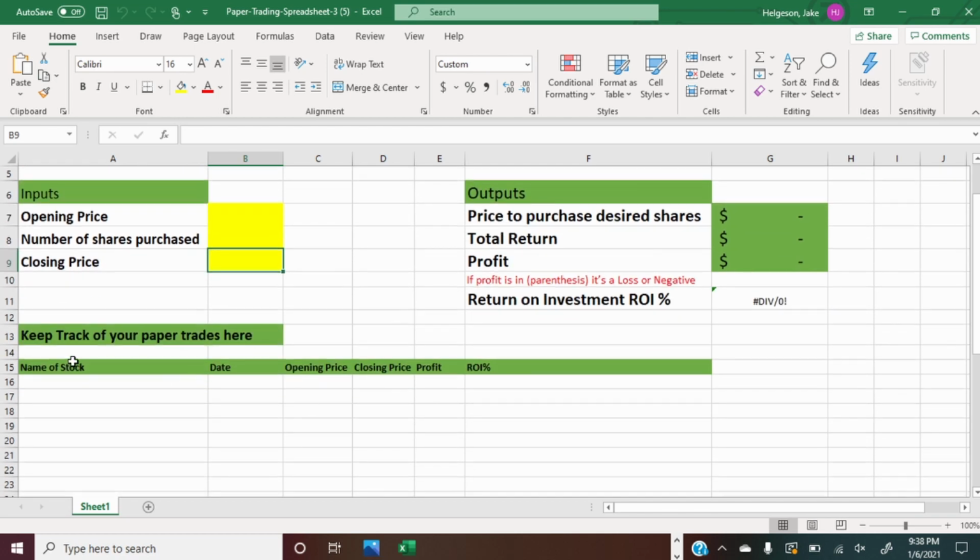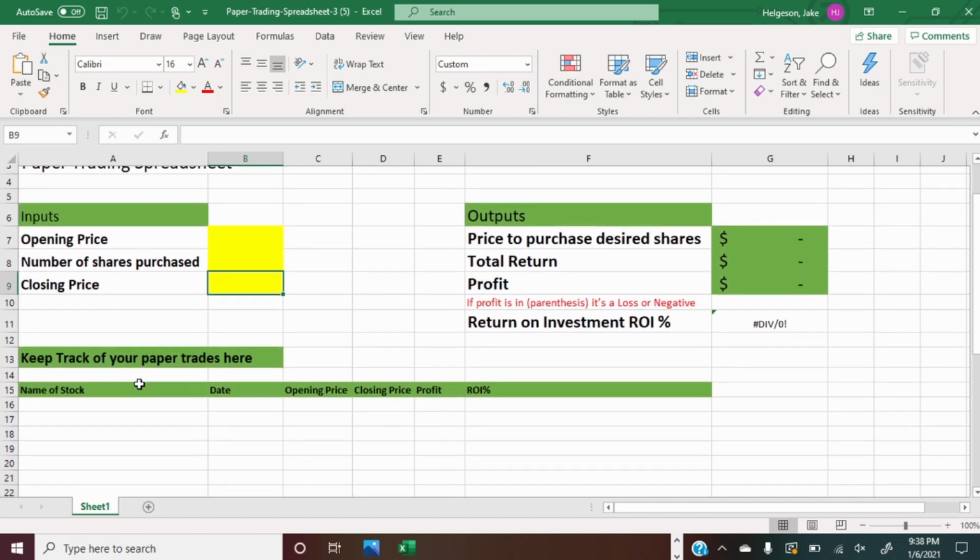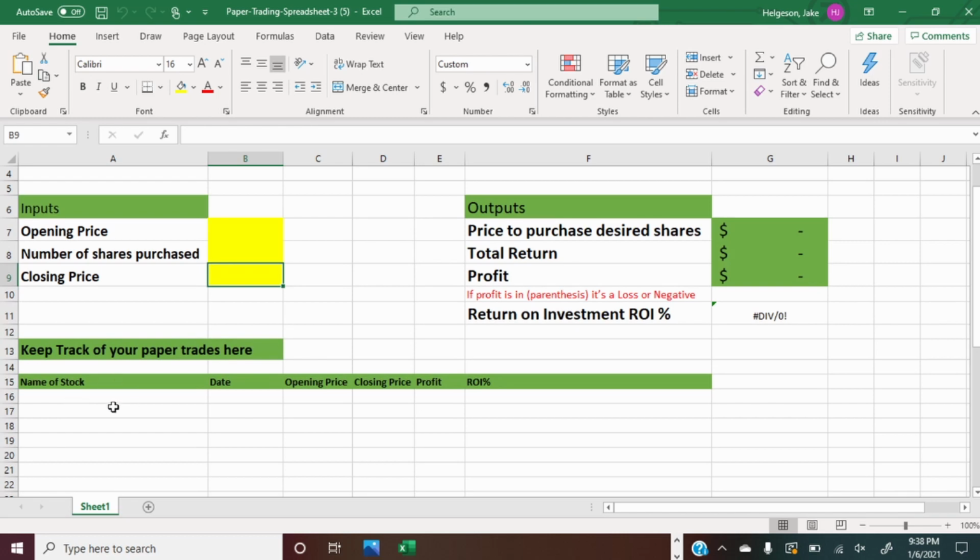Then down here, keep track of your paper trades. So if you actually want to practice for a while, I really recommend this. Go ahead and keep track: name of the stock or the 3 or 4 letter abbreviation for it, the date, the opening price, the closing price that you sold at or would have sold, your profit, and your return on investment.